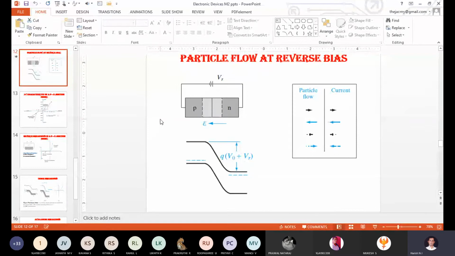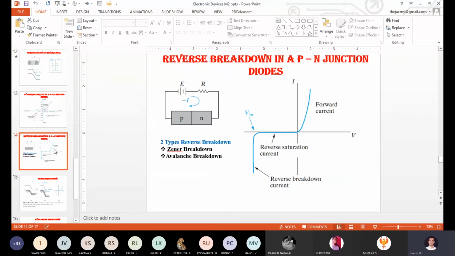Qualitative analysis of a PN junction diode at equilibrium condition, at forward bias condition, and at reverse bias condition, along with the energy band diagram. Then we will move to the next topic, the second topic in the first chapter of the second module: reverse breakdown in a PN junction diode.